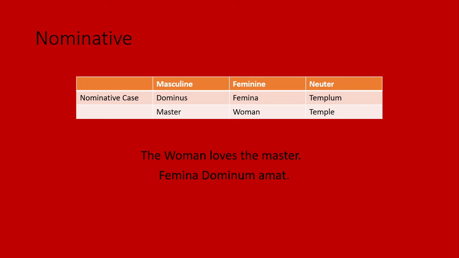and dominum has the um ending, which means it is in the accusative case, so it is the object of the sentence and actually receives the action. So we would say that femina is the nominative subject of amat, the verb she loves, and dominum is the accusative direct object.